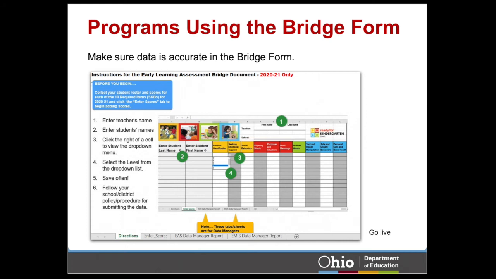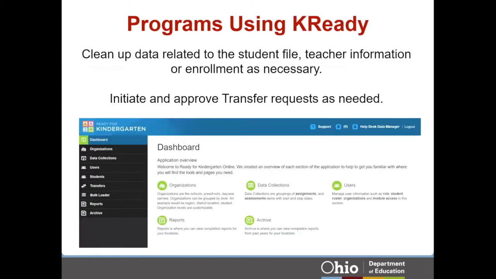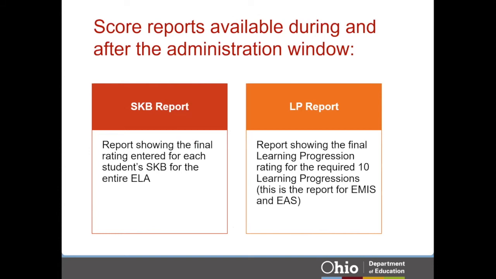So if you're using the bridge form, it's a spreadsheet where teachers will enter their student information and the 10 SKBs. There's a report that's generated either on an EAS Data Manager report tab or the Emis Data Manager report tab. And we encourage you to communicate locally if you're using this form so that your data is accurate before you report that student into Emis or EAS. If you're using K-Ready, I showed you already and explained to you the steps that you need to do. You've got those 2 programs that are available to you.